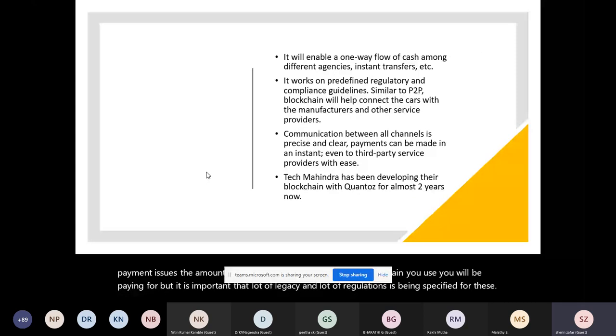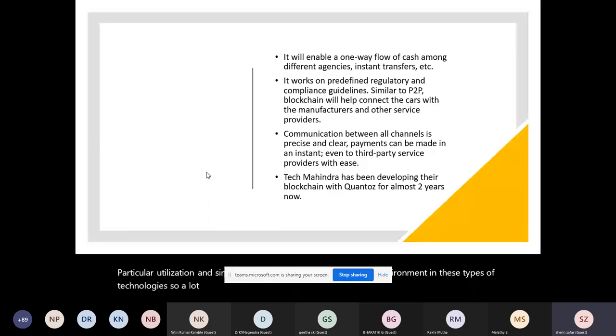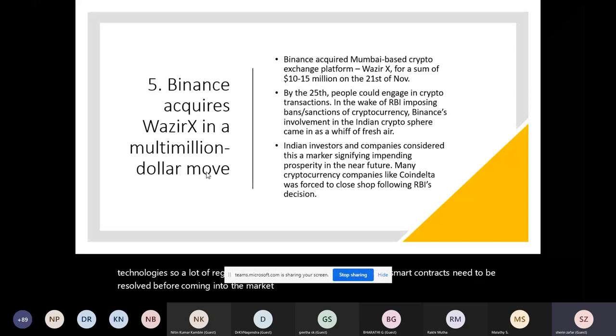And since we will be going with the peer-to-peer environment in these types of technologies, a lot of regulations and issues related to smart contracts need to be resolved before coming into the market. And talking about Binance, which is again a Mumbai-based crypto exchange platform, they are using WazirX for a sum of 10 to 15 million. And the important thing is that since it is a cryptocurrency, the RBI has imposed a ban on cryptocurrencies. So Binance's involvement in the Indian crypto share is being specified by that particular utilization.